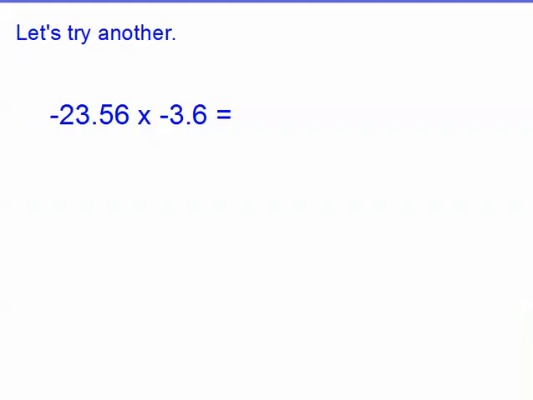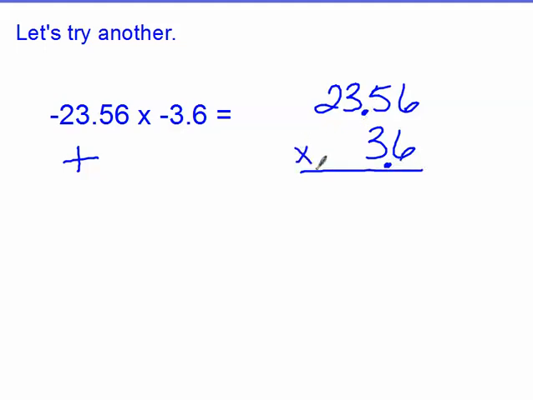So let's try one last one. Okay, 23.56 times 3.6 with both numbers being negative. Now, since both of these numbers are negative, we automatically know that my answer is going to be positive because two negatives make a positive. Now all we have to do is line up our numbers, 2356 and 36, add our decimals in so we remember where they're at, and we multiply.